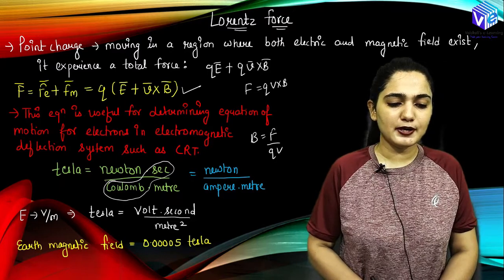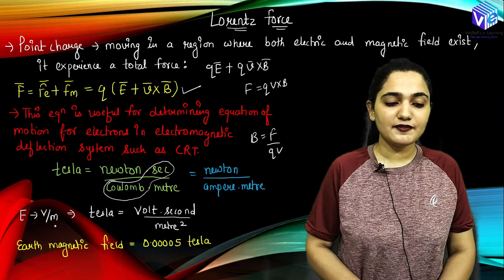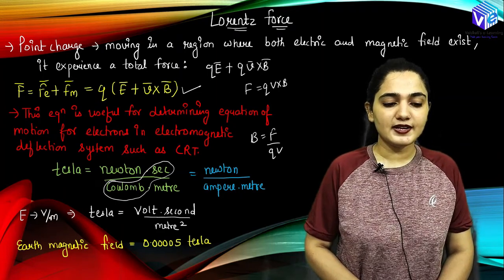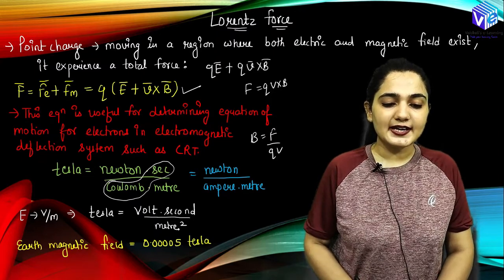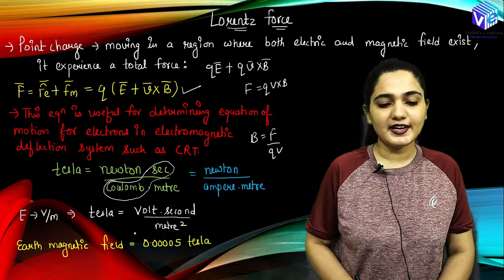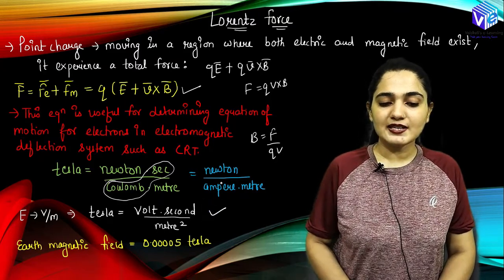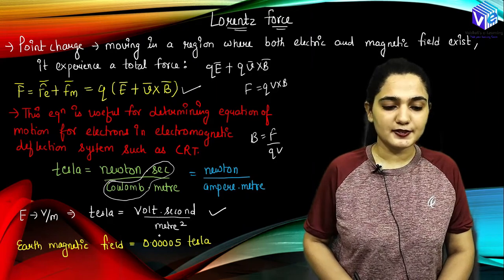So E will be equal to V upon M. Now if I am considering the electric field unit as volt per meter, then the Tesla will be equal to volt second upon meter square, right? So this is how we can have the two units of the Tesla. Tesla can either be represented as Newton per ampere meter or volt second per meter square.